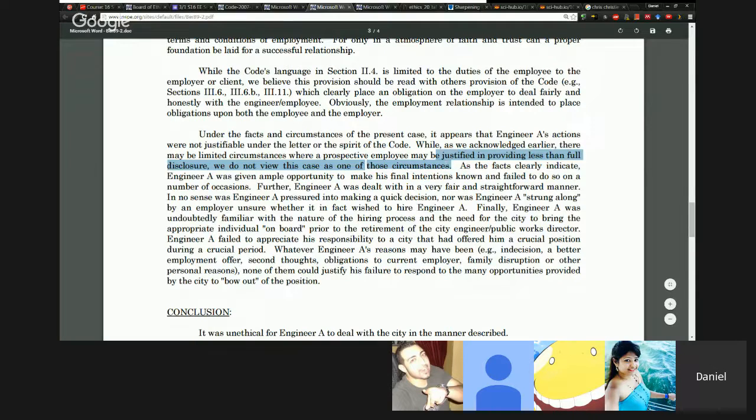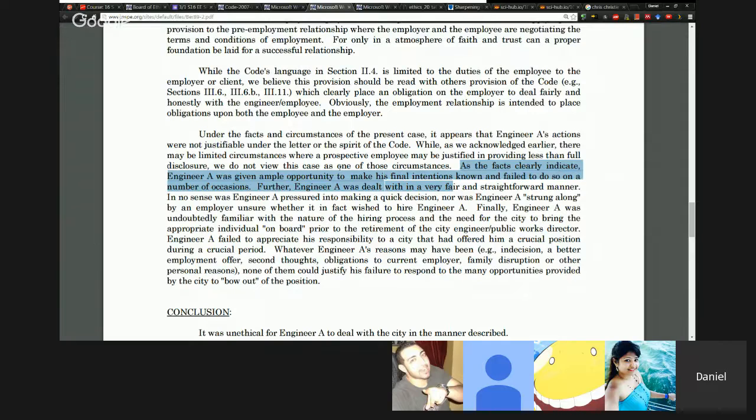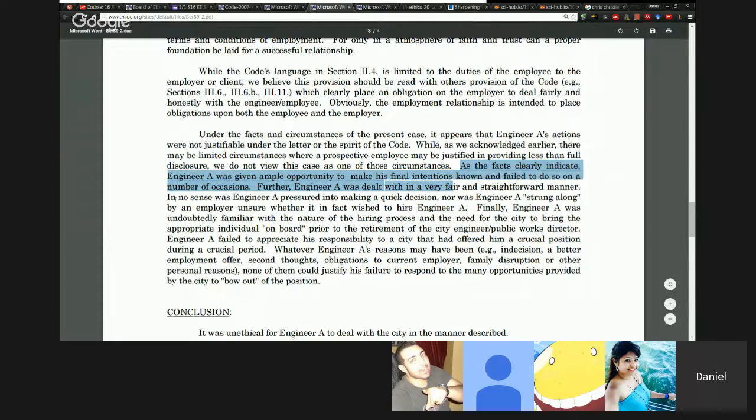When you're applying to a job, you don't always describe yourself entirely accurately. You play up your strengths and you downplay your weaknesses. And the review board recognizes that this is justifiable in some ways. But as a fact for this case, it's not merely exaggerating strengths and underplaying weaknesses. This is the engineer stringing along the employer for a long period of time in a way that was just not acceptable according to both the spirit and the letter of the code.